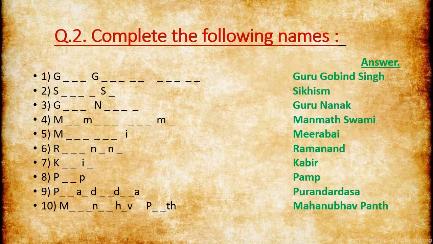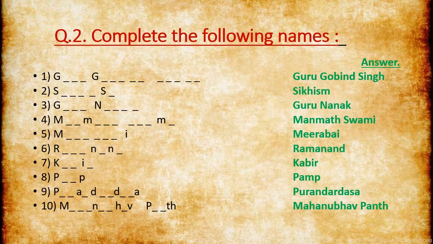Question number 2. First one. G dash dash dash. And what is the word? It is Guru. Right. So, G-U-R-U. So, that first word is completed. See the second word. Now, how many dashes are there? 5. G dash dash dash dash dash. And see on the screen in the answer column there, what is the word there?